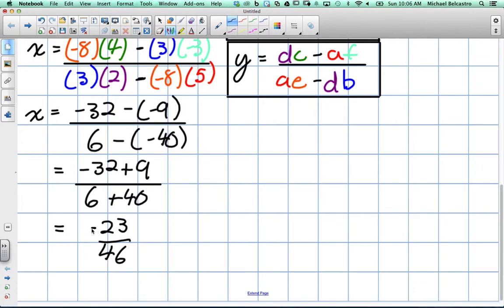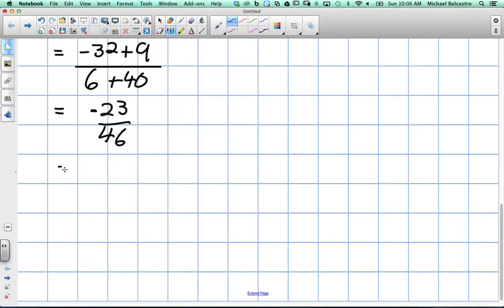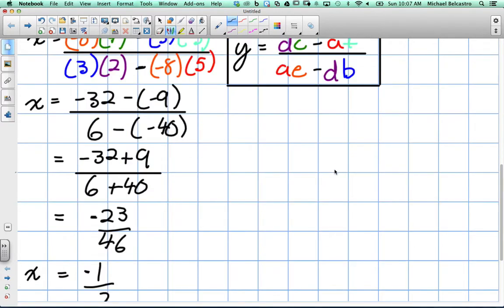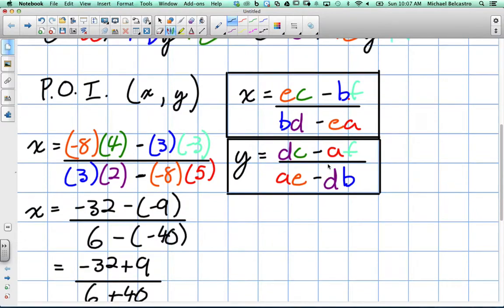And if we divide the top by 23, we have our negative 1, and if we divide the bottom by 23, it's 2. So our x value is negative a half, which is exactly what we found on our graph. Okay, let's do the same thing with our y value, to see if this formula works.